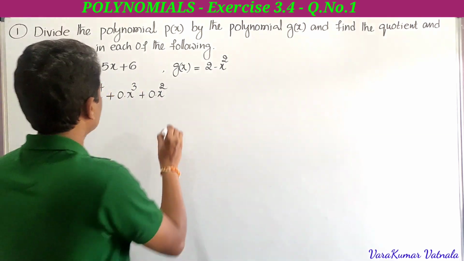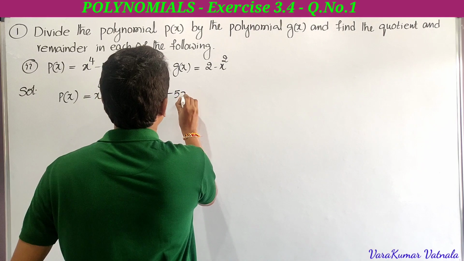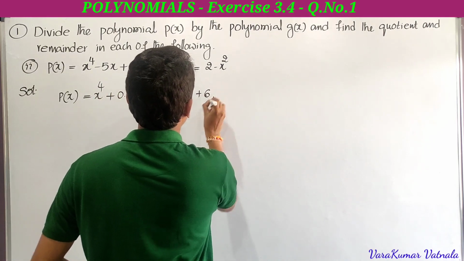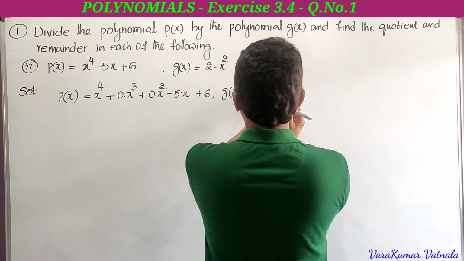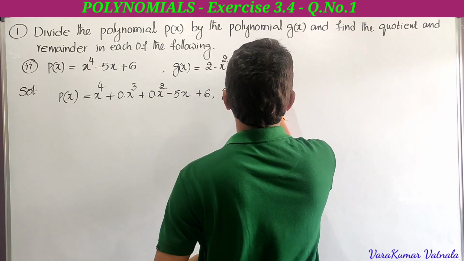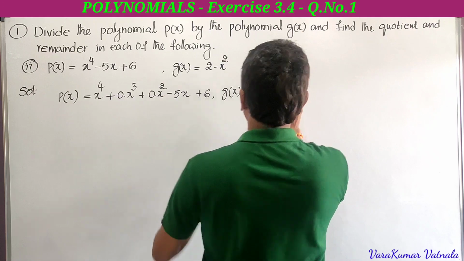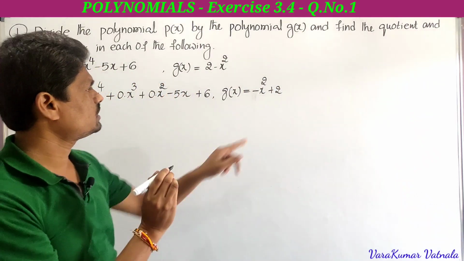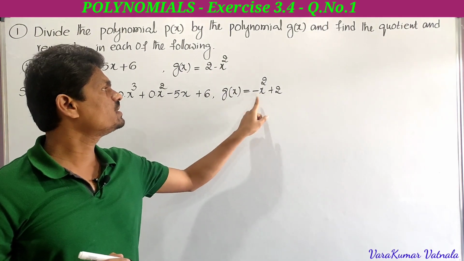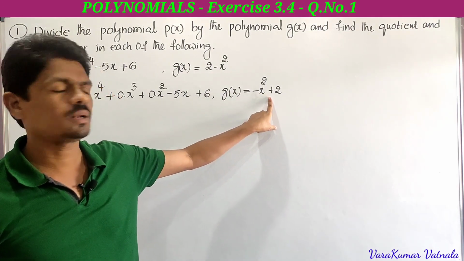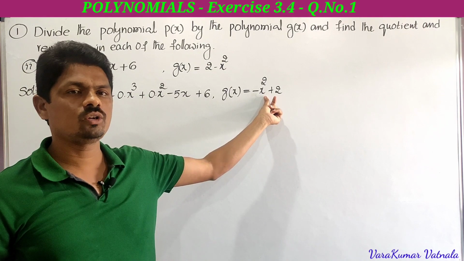Next, minus 5x plus 6, this is p of x. And g of x is equal to minus x square plus 2. So this is g of x. So it is p of x and it is g of x. In g of x also there is no x term, but we need not write 0 into x here.